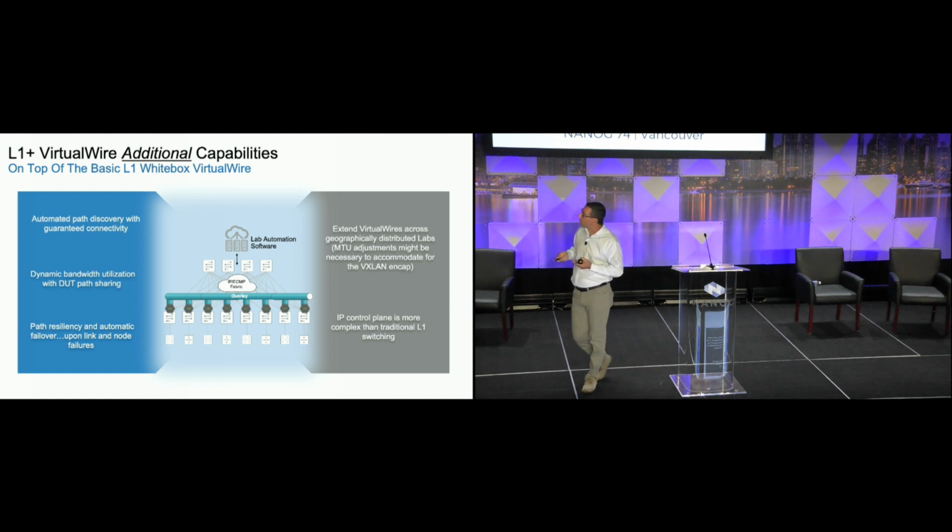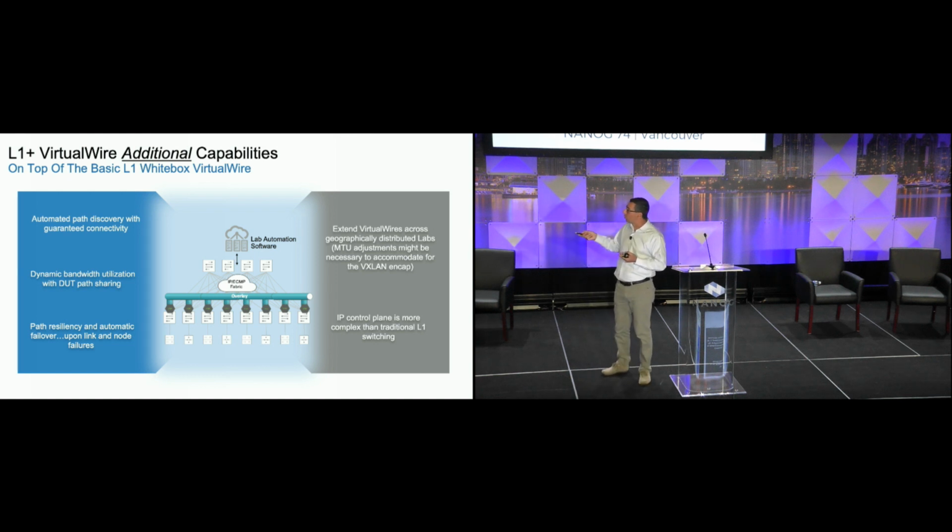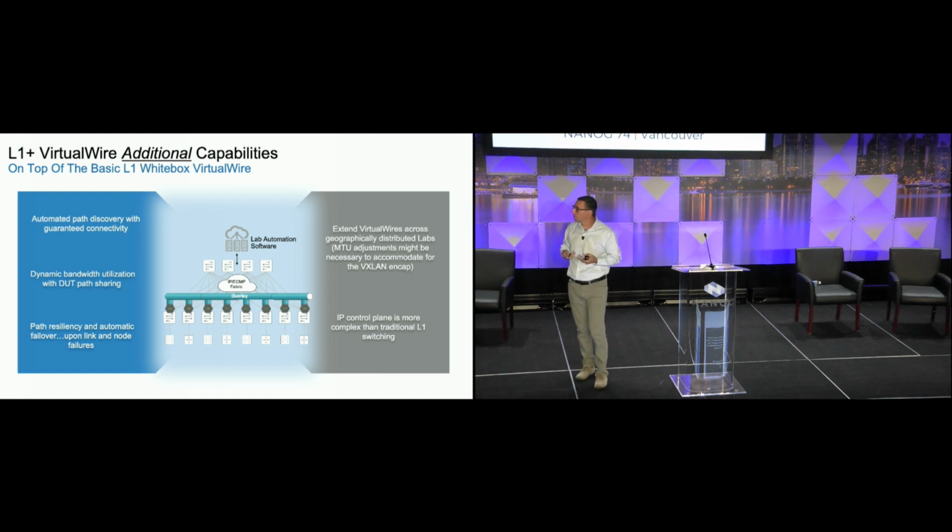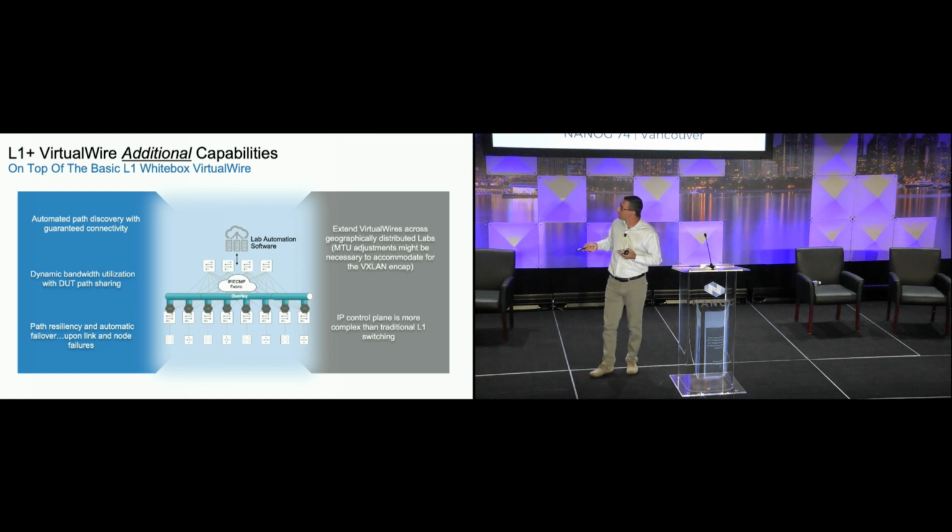Very, very powerful. Of course, because now we are encapsulating using VXLAN, we need to be mindful that all the routers in the path connecting the geographically distributed locations must be able to accommodate the MTU adjustment from VXLAN. It's about 50 bytes extra. So the MTU needs to be factored in.